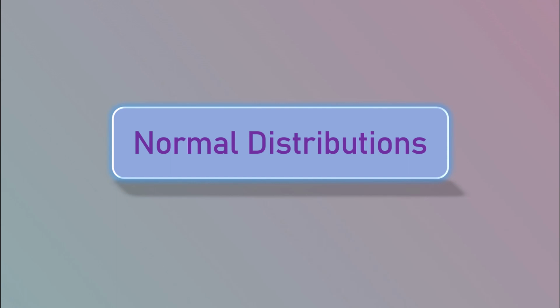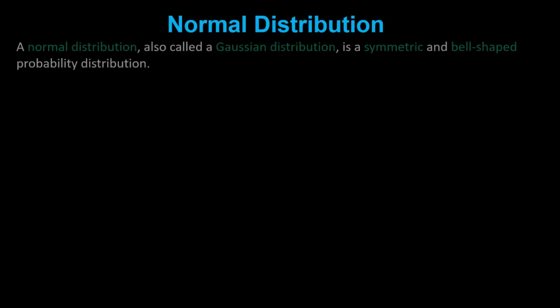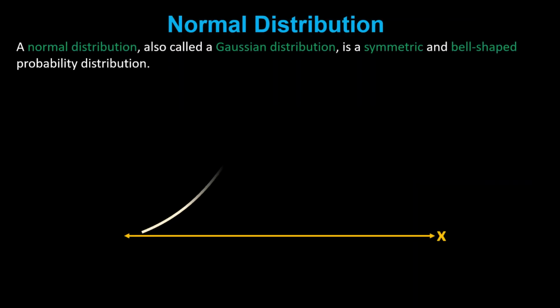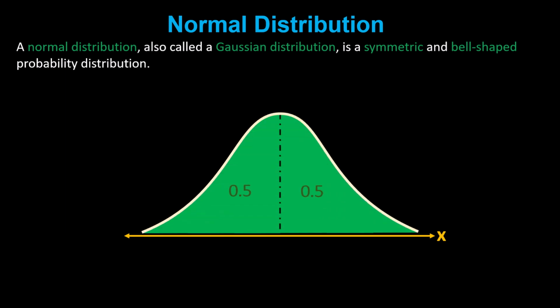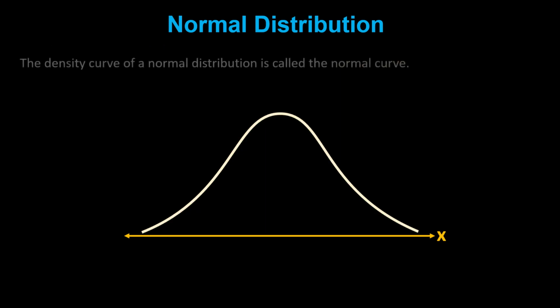In this video, I am going to give you an introduction of normal distributions. A normal distribution, also called a Gaussian distribution, is a symmetric and bell-shaped probability distribution. It is a continuous probability distribution that is widely used in statistical analysis and modeling. The density curve of a normal distribution is called the normal curve.